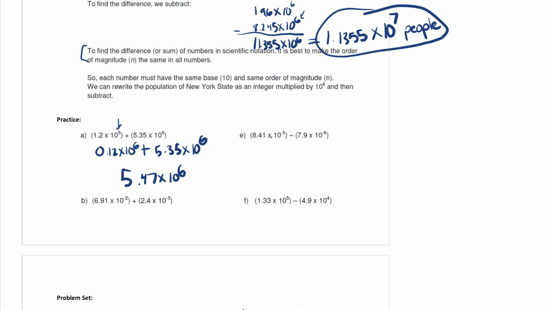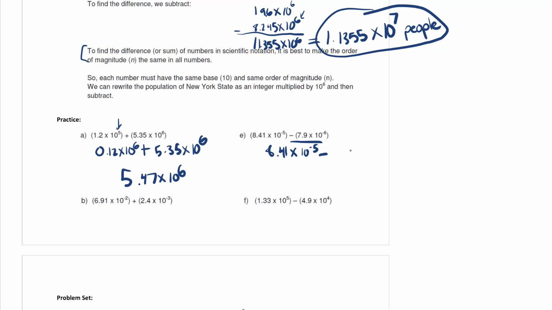We're taking a bigger number, subtracting a smaller number. So we're going to convert the smaller number to the higher order of magnitude, this guy on the right. This is really 8.41 times 10 to the negative 5 minus... we need to go a higher order of magnitude here. So we're going to add 1 to the order of magnitude.